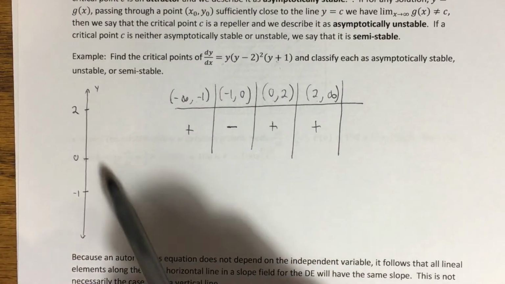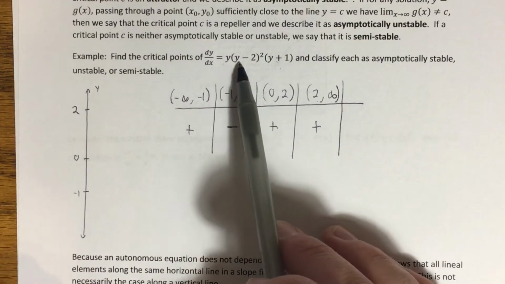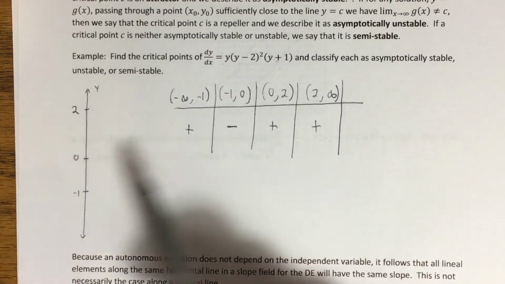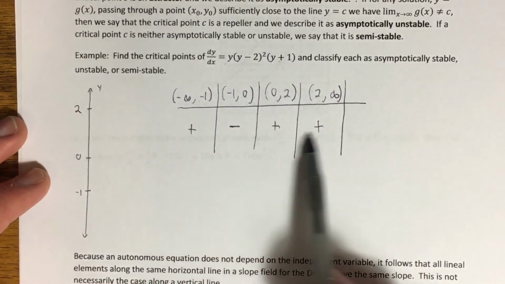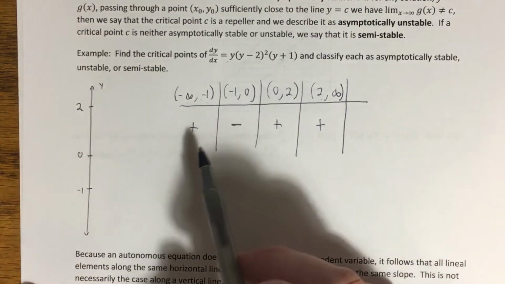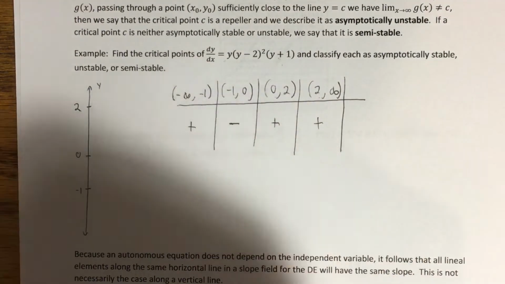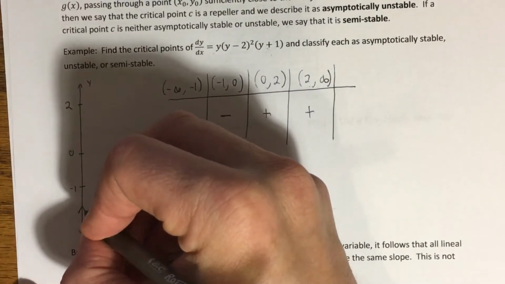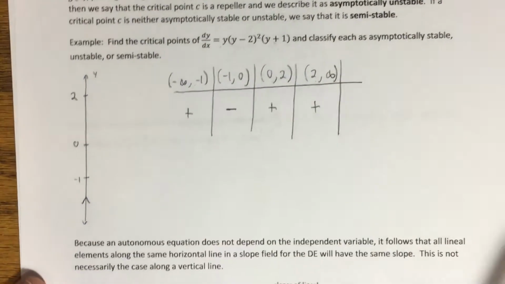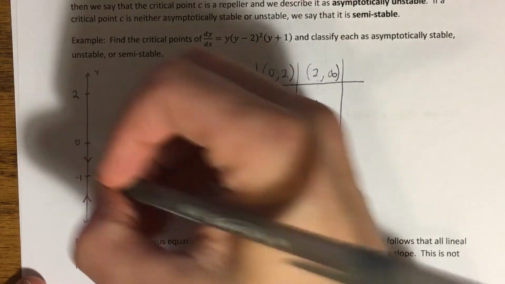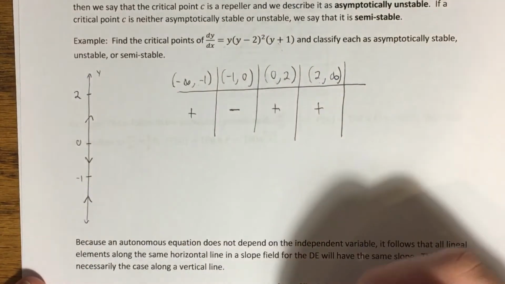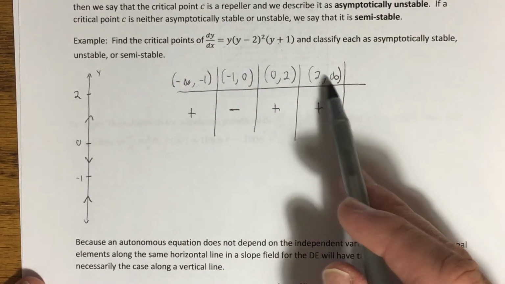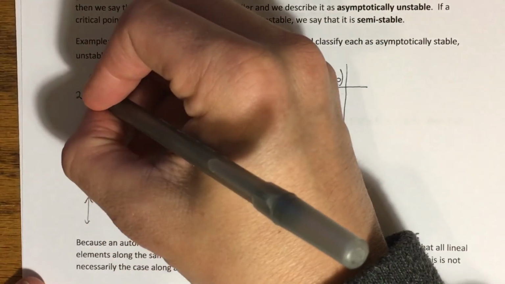So the goal is to make a phase portrait for this autonomous DE right here, and to classify these three critical points that we found as asymptotically stable, unstable, or semi-stable. So I'm going to use my table here to complete my phase portrait. On this first interval, we have a positive dy/dx, which means we are increasing. On this next interval, we have a negative dy/dx, so we are decreasing there. Next interval, I have a positive derivative. It's increasing there. And then on my 2 to infinity interval, positive derivative, so it's increasing there.